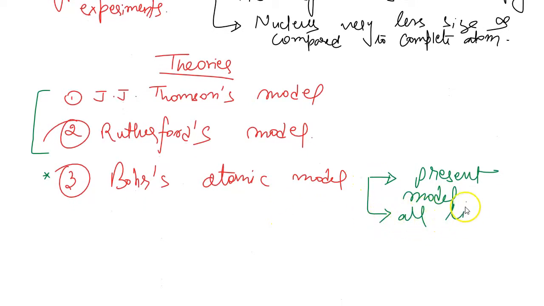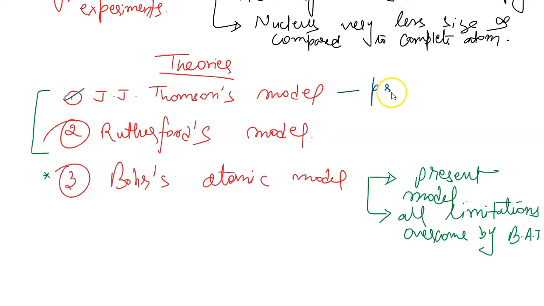So we can say all limitations were overcome by Bohr's atomic theory. I have written these theories in order. So this was the first theory which was proposed, right? It was proposed, that means this was just a hypothesis given.